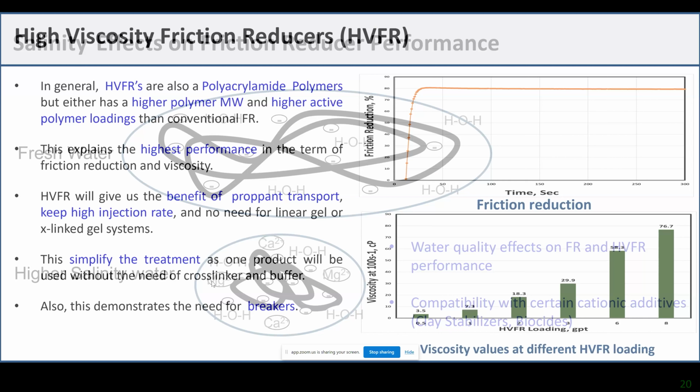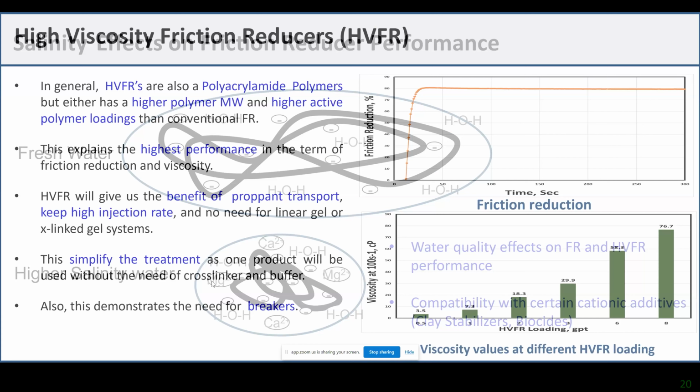So if you are having a friction reducer, there is a new term called high viscosity FR, or high viscosity friction reducer, and that's currently the trend in the unconventional shale, which simply, the high viscosity FR is just a friction reducer, but with either more polymer content or a higher molecular weight.